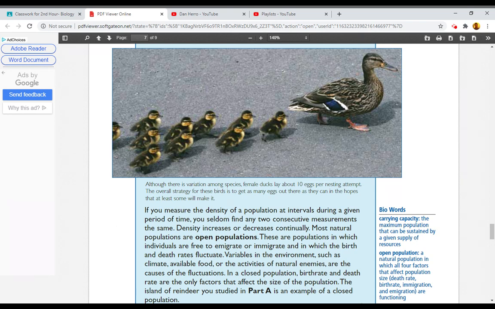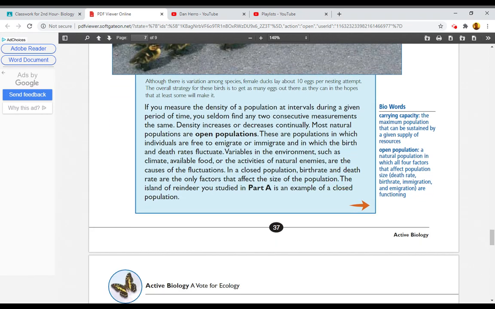Most natural populations are open populations. These are populations in which individuals are free to emigrate or immigrate, and in which the birth and death rates fluctuate. Variables in the environment, such as climate, available food, or the activities of natural enemies, are the causes of the fluctuations. In a closed population, birth rate and death rate are the only factors that affect the size of the population. The island of reindeer you studied in Part A is an example of a closed population.